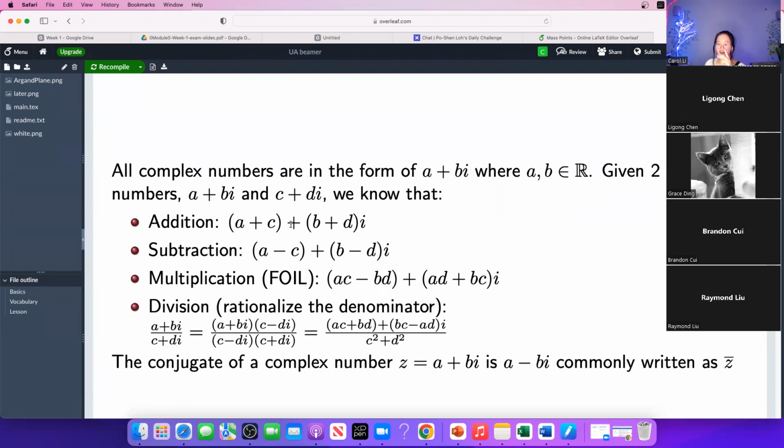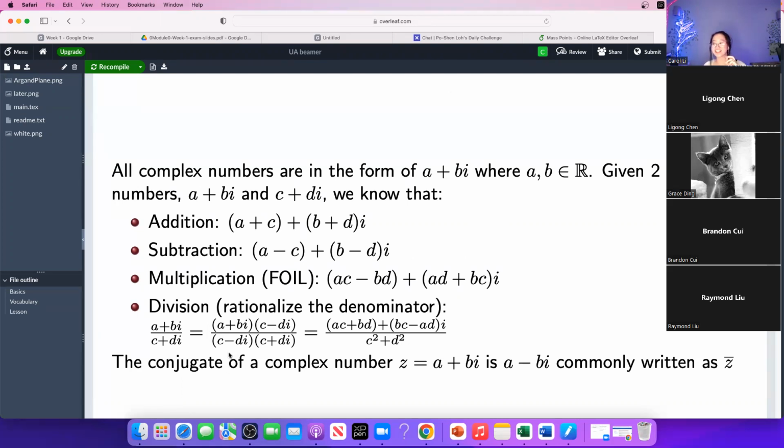And then addition: make sure for most complex number questions that you specifically divide the real and the non-real portion. So the imaginary part here and then the real part here. And then this is addition, subtraction, and then multiplication, FOIL, which is basically just multiply it out. You don't have to memorize these. Division is where you rationalize the denominator. It has appeared on AMC before. It's quite weird, but make sure you know division is rationalize the denominator and the conjugate.